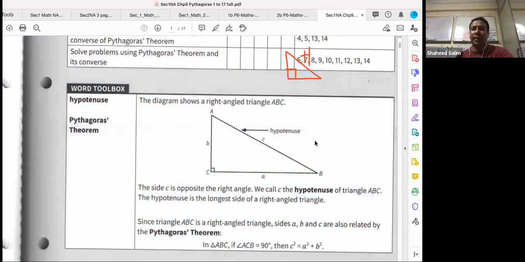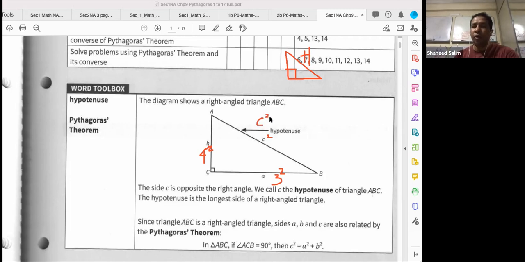So, example. Now, A is 3, B is, let's say, 4. C, we want to find what C is. We can use this formula. You square this, is equal to, and you add both of them together, is equal to this square. So what is this square?